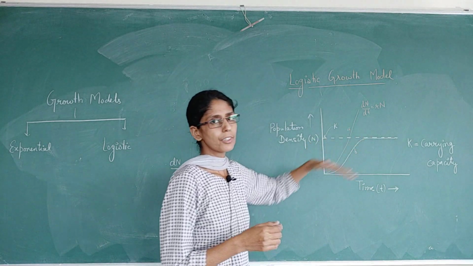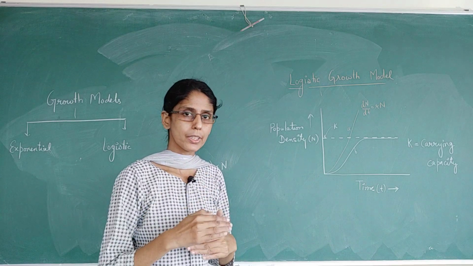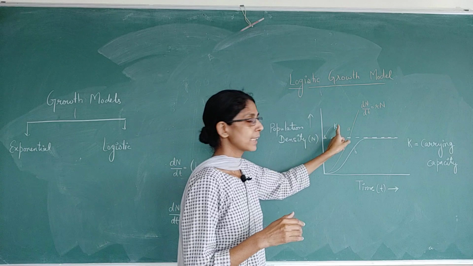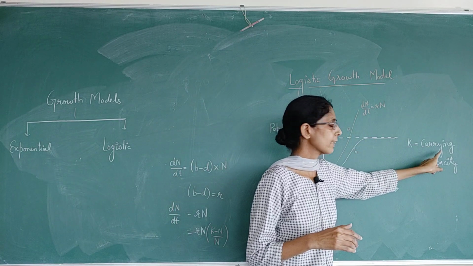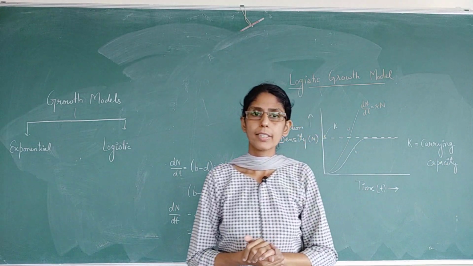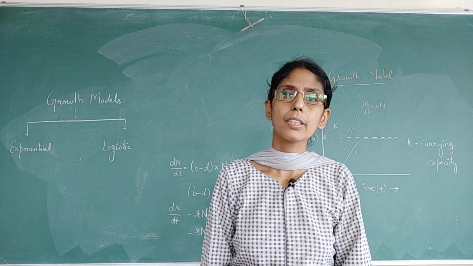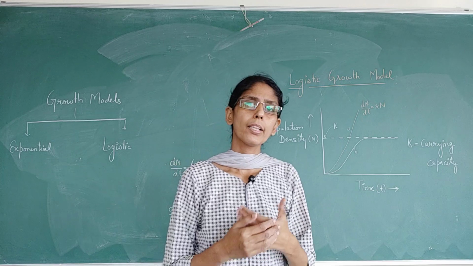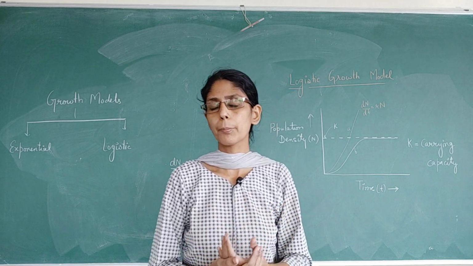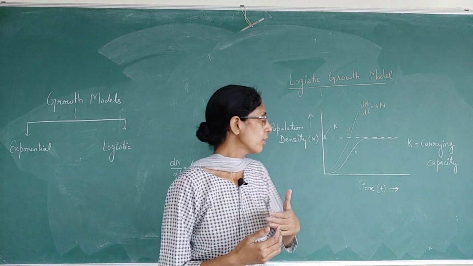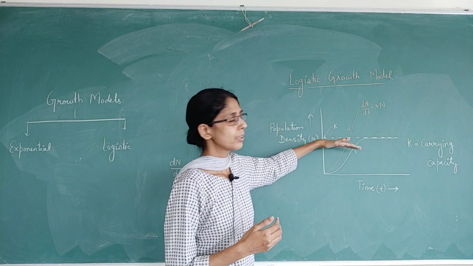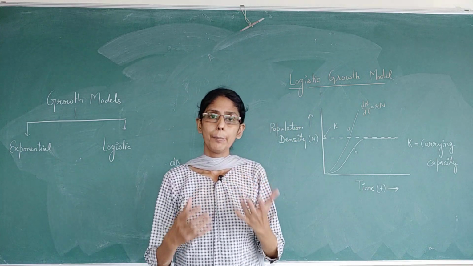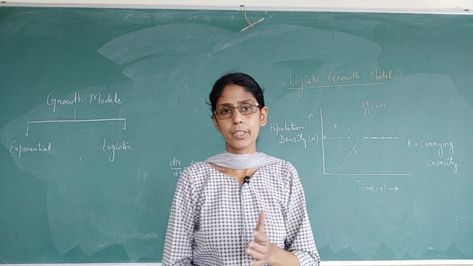So what is this level known as? This level is limiting the population density. This level is known as K, and it is known as carrying capacity. So what is carrying capacity? Carrying capacity is the resources available in any habitat that are required to support the maximum number of individuals there. And beyond this level, the limiting factor, which is known as carrying capacity, the habitat cannot support more individuals.